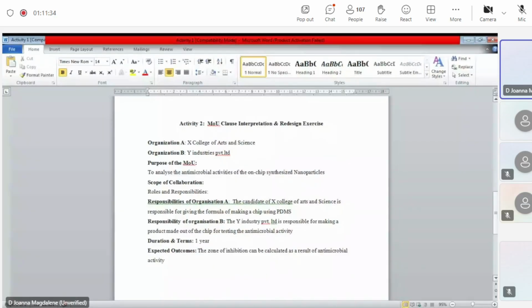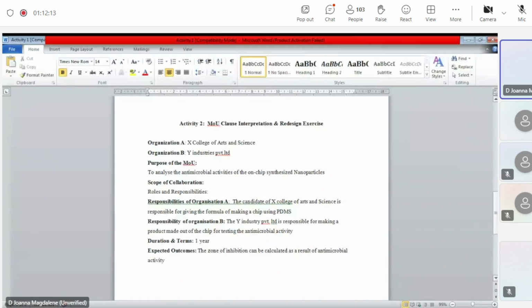Okay, the scope of the collaboration I have not mentioned, I think. And here the roles and responsibilities: the organization, that is myself, being the researcher, I can give the formula for making the chip, how to make the chip using a chemical substance called PDMS. So this PDMS is unique in making this chip. Constructing a chip using this PDMS, I have done on a small scale in my research. So I can give the formula.